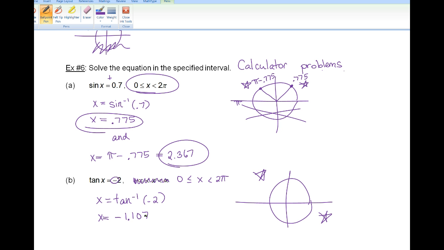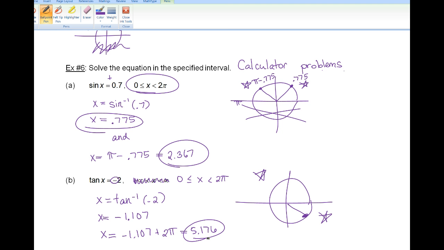Oh, is negative 1.107 between 0 and 2 pi? No. So could you find the corresponding location that would be? Add 2 pi would be one way. So if I took this and I added 2 pi, that's going to give me this location right here. Right? I got 5.176.